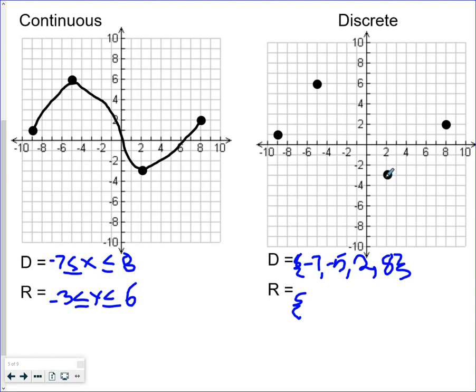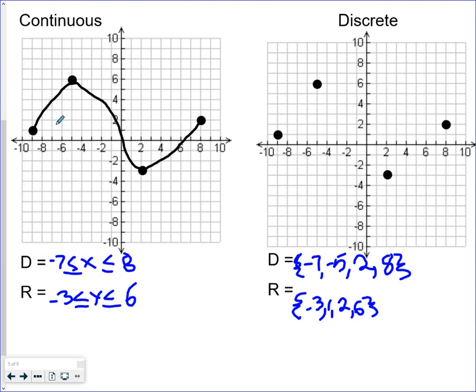And then my range is, looks to be my lowest point here is -3. Then my next lowest point is 1. My next lowest point is 2. And then my highest point is 6. So that's how I'd write my domain and range for a series of dots versus how I'd write them for a continuous graph. Okay?